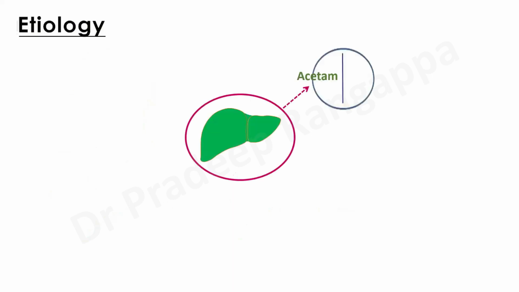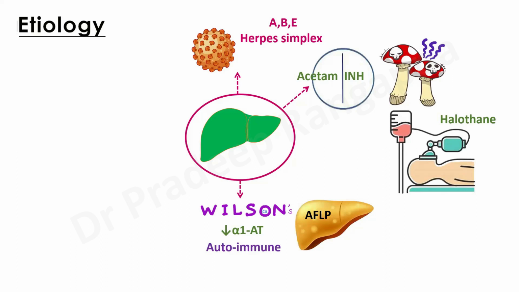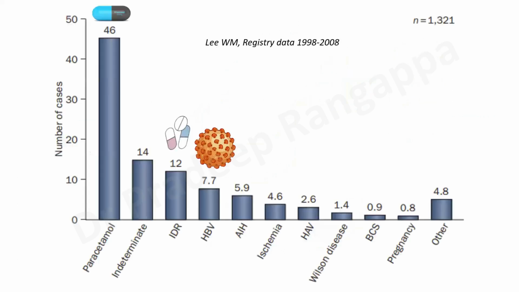So the etiology: when you're following a protocol, you need to ascertain what is the cause of the liver failure. The commonest cause is acetaminophen or drug-induced, such as INH, and it can be mushroom poisoning or halothane. The other common causes are the viruses: hepatitis A, hepatitis B, hepatitis E, herpes simplex, or metabolic conditions like Wilson's, alpha-1 antitrypsin deficiency, autoimmune, or acute fatty liver of pregnancy. Then there are certain vascular causes and malignancies. So these are some of the causes of fulminant liver failure. Some of the rarer causes are shock and heat stroke. And many a time there may be cryptogenic, where no cause can be established.